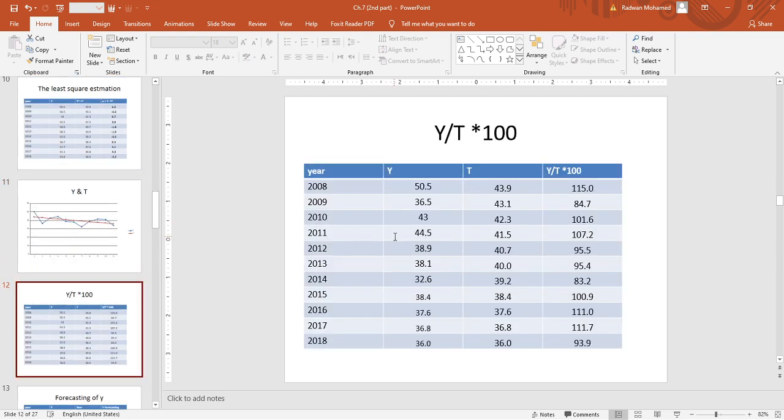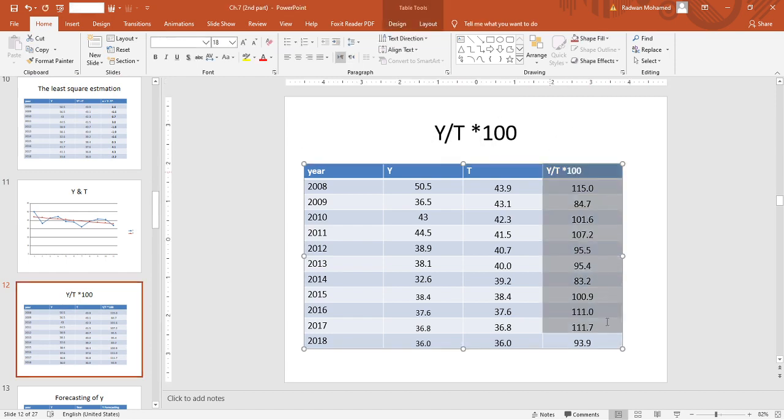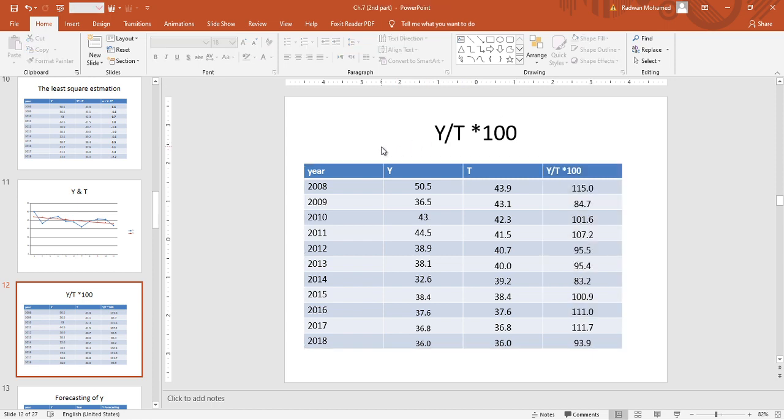So I want to calculate the percentage of y over t multiplied by 100. I want to get this percentage. I want to know what is the percent of y over t. What is the percent of y over t? If I want to do that, it's a very simple formula.